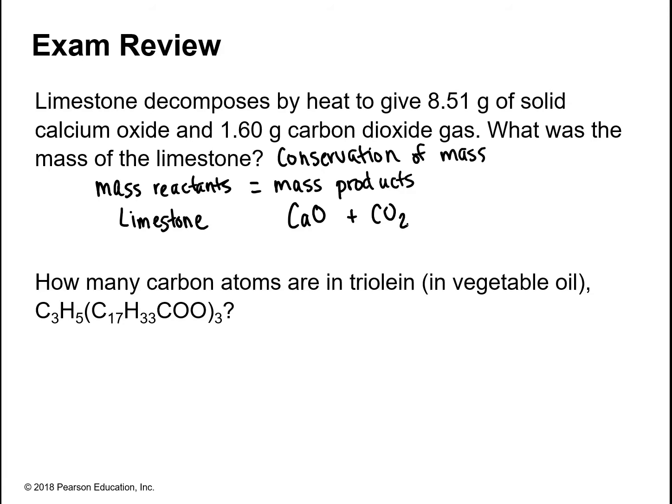So we have calcium oxide and carbon dioxide gas. And the question is asking us about the mass of the limestone. Well, we know the mass of the calcium oxide and the carbon dioxide. So if we add those together, it should equal the mass of the limestone. When you do that, you get 10.11 grams. Does everybody follow that?